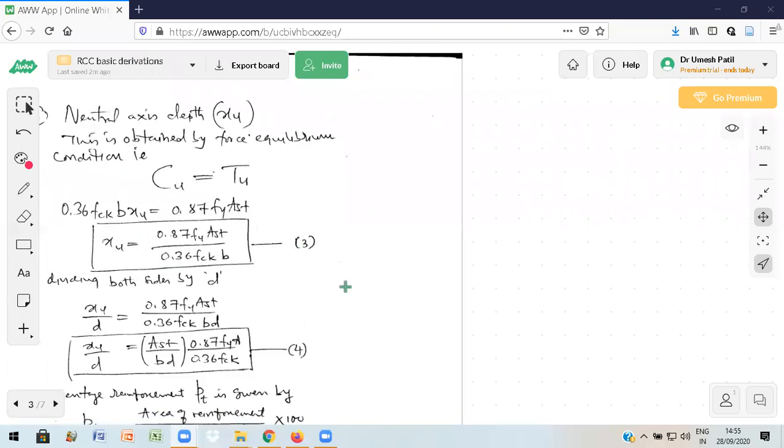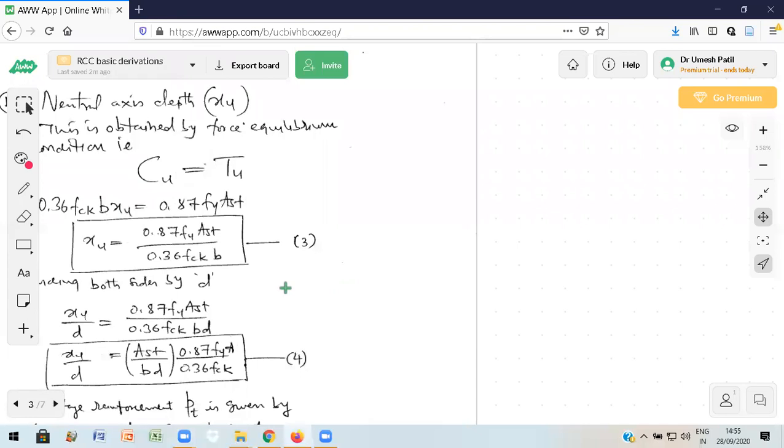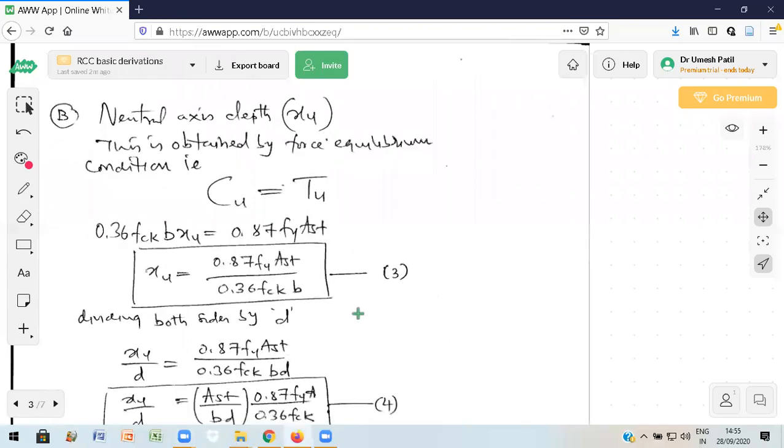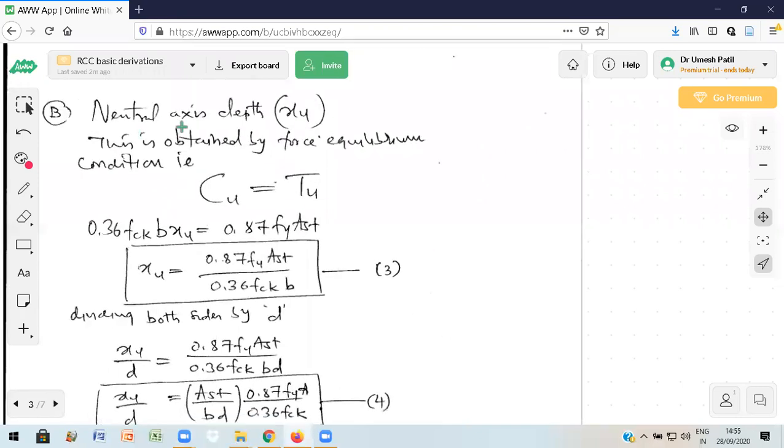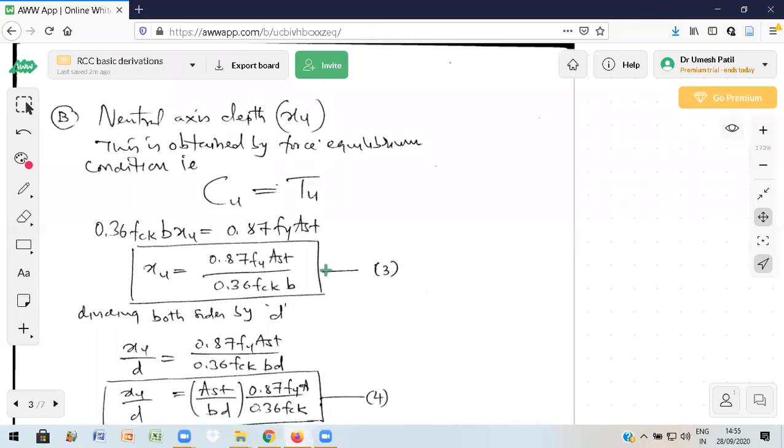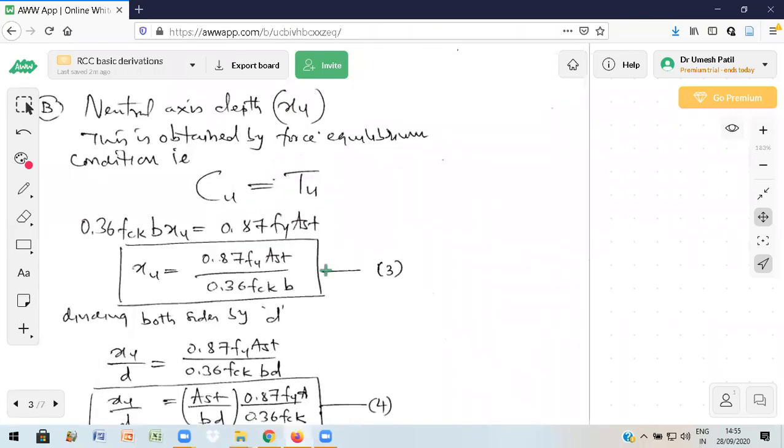The depth of neutral axis is an important calculation in the problems. You observe this one, how I'm able to get it. What I have done is force, this is called the force equilibrium condition, to find the neutral axis depth xu. I'm going to use what is called the basic strength of material equation, force equilibrium condition.